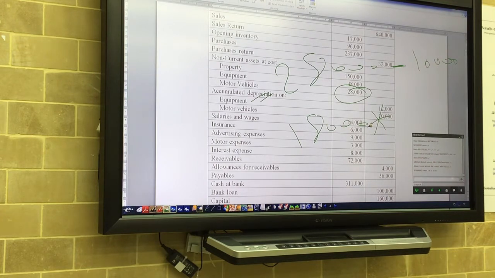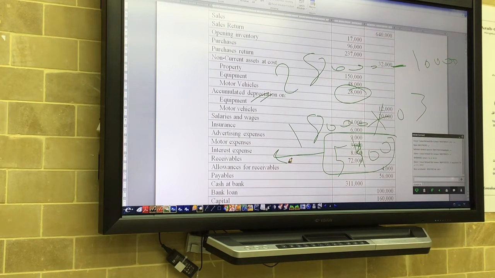18,000 multiplied by the percent rate, which was 0.3. So 18,000 multiplied by 0.3 will be 5,400. This is the depreciation expense for motor.